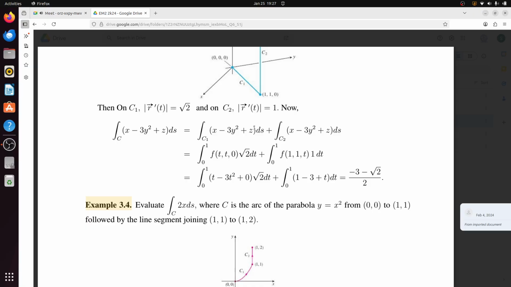Okay, let's move to example 3.4. We need to evaluate the integral over C of 2x ds, where C is the arc of the parabola y equal to x square from (0,0) to (1,1), followed by the line segment joining (1,1) to (1,2). Solve this.